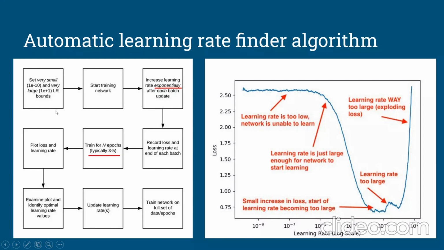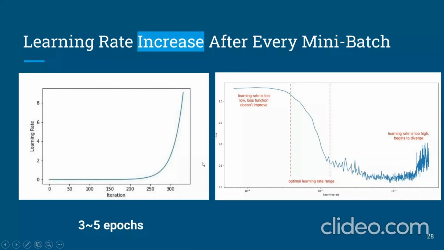Now these are all the steps which we will follow to get our learning rate through the LR finder method. And this graph shows how, with the number of iterations increasing, we are increasing our learning rate, and how the loss function is changing with the learning rate.